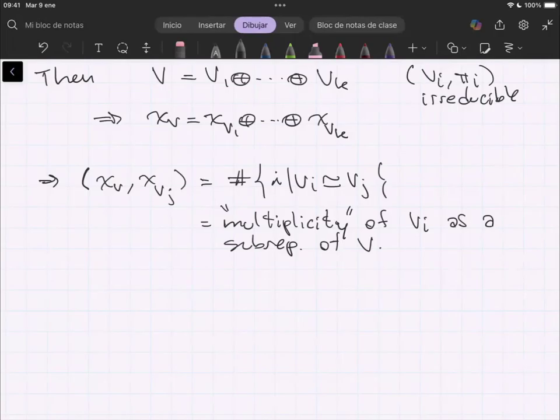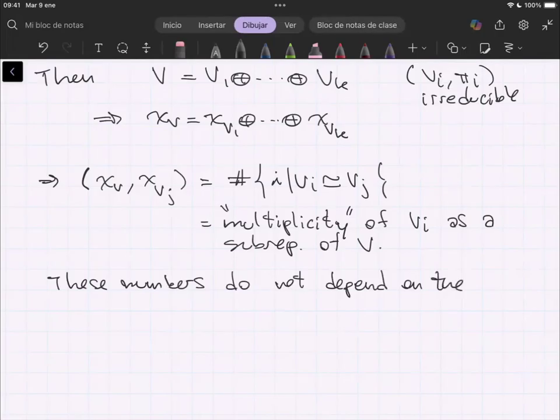And even better, these numbers do not depend on the decomposition that we did above, because they only depend on the isomorphism type. So they are very good.